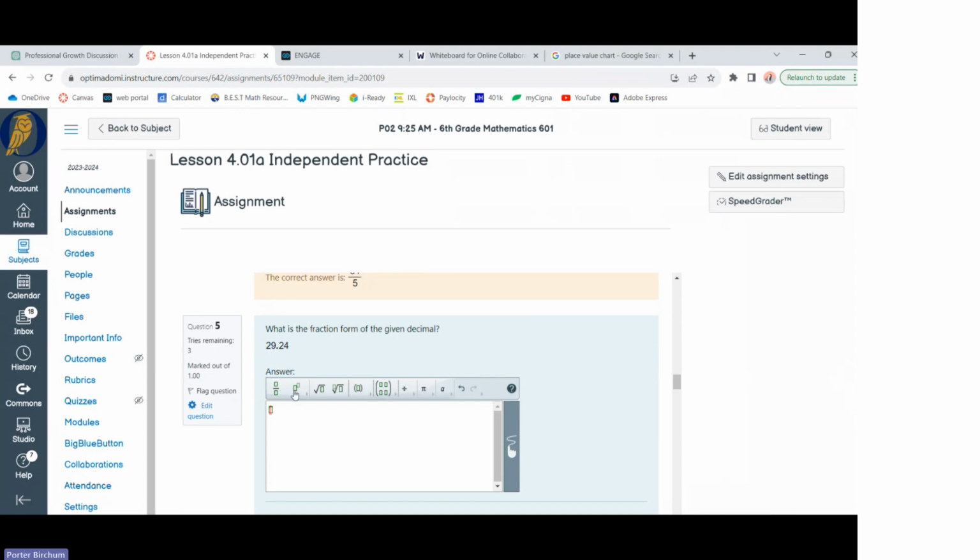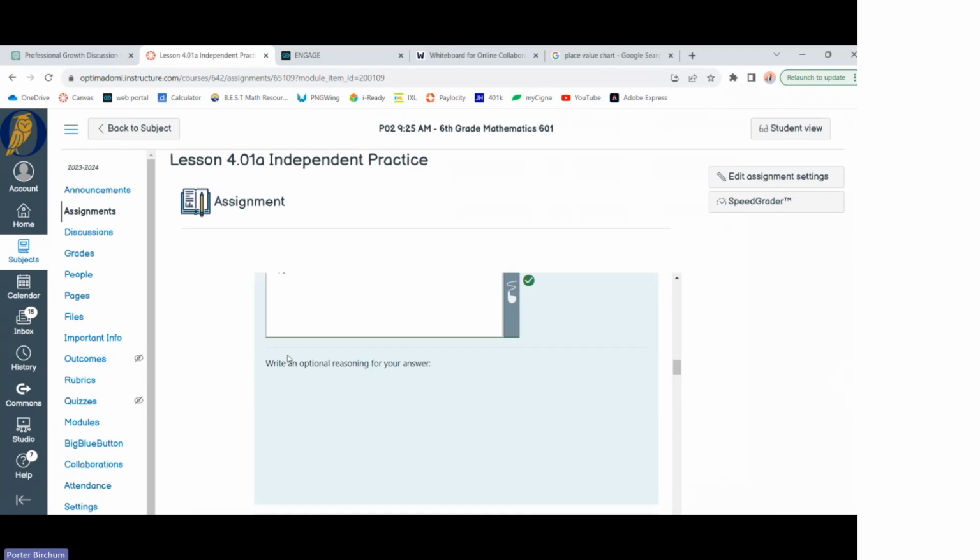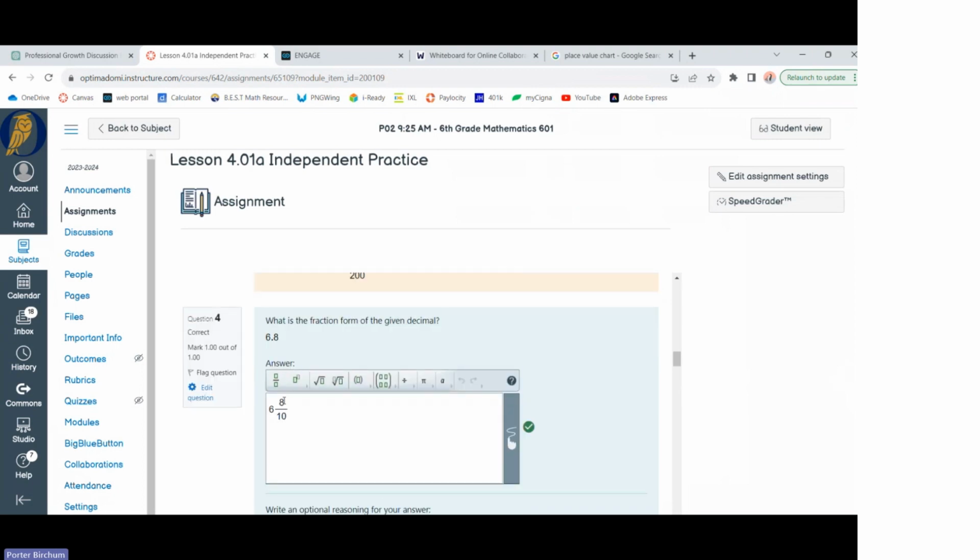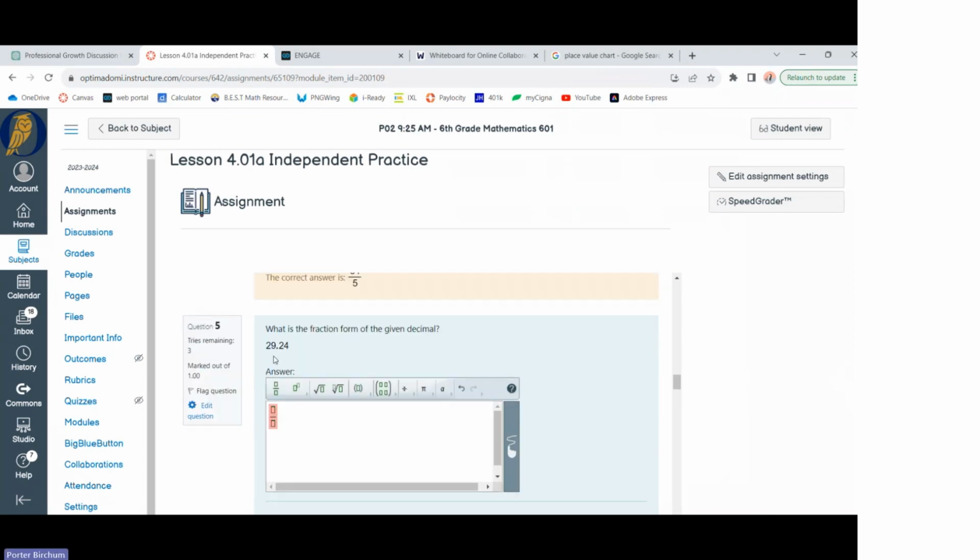What's the fraction form of this decimal? First, click the fraction button. Now, I could do what I did here and do 29.24 is the same as 29 and 0.24, or 29 and 24 on top of something. But I think I'm going to use a different strategy.